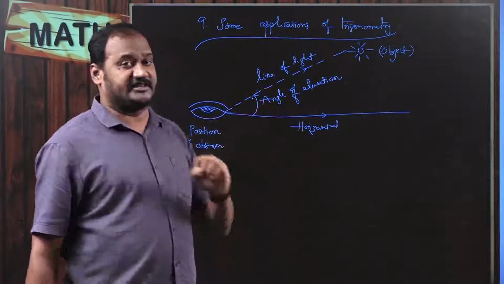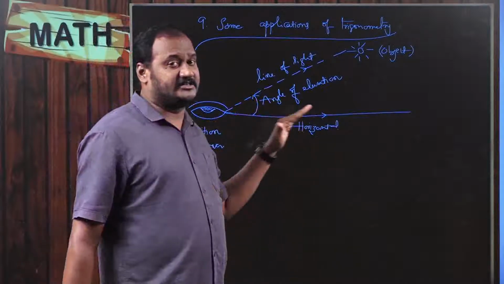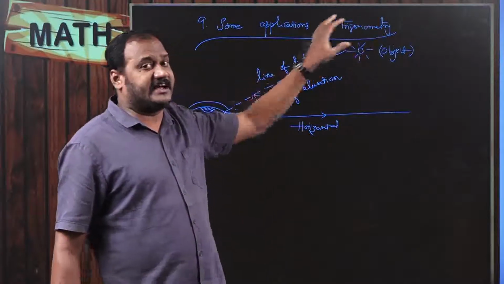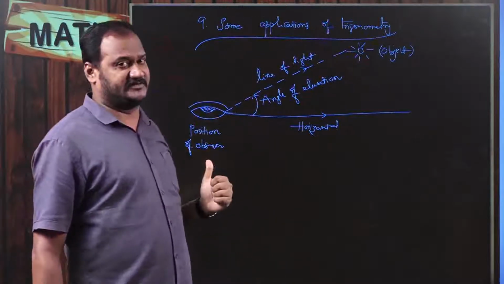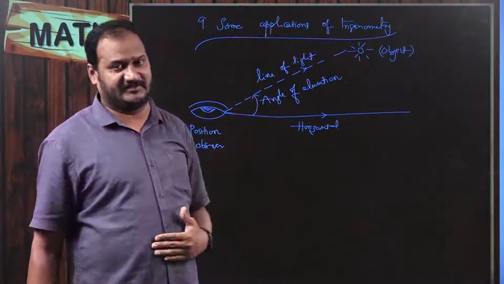So how do we define angle of elevation? Angle of elevation is the angle formed between the horizontal and the line of sight when the position of the object is at a higher level than the position of the observer. Got my point? Then the angle so obtained is said to be the angle of elevation.